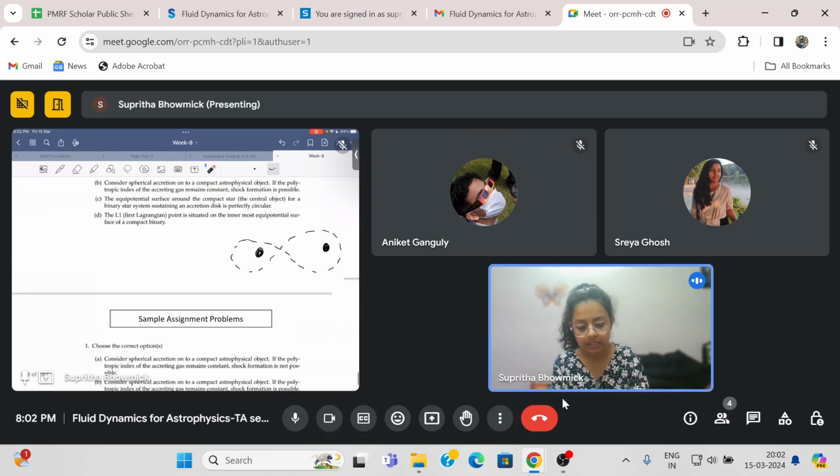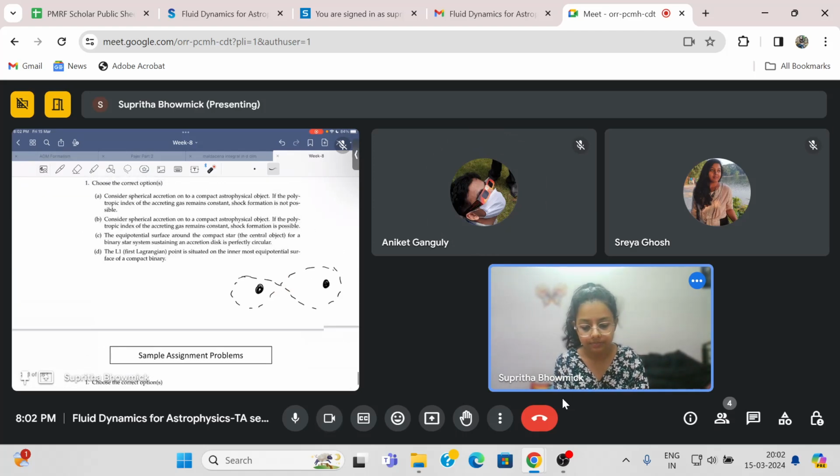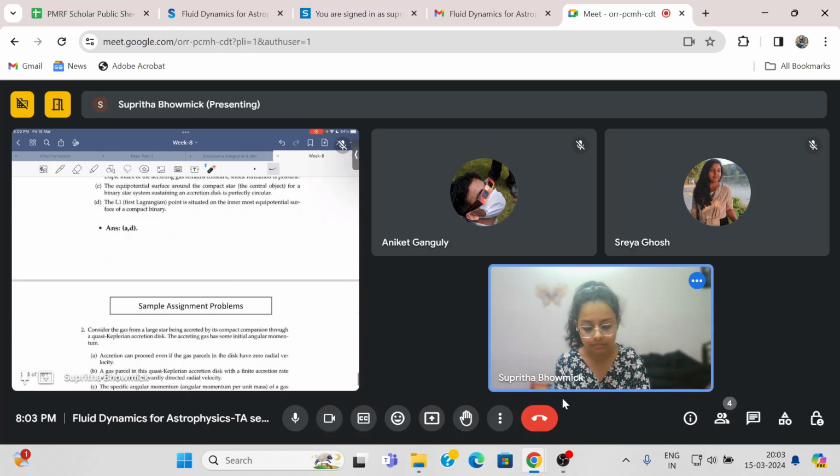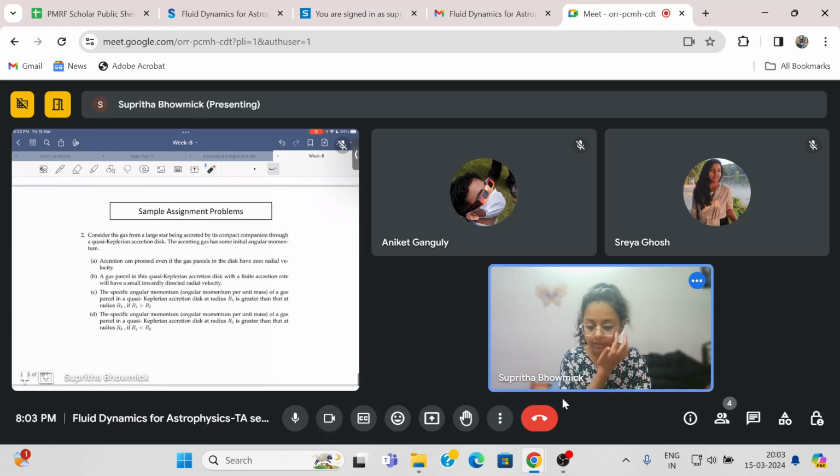Okay. This point is L1 because this point is where the forces, let's say, balance each other. So this is L1, and this is true. All right.